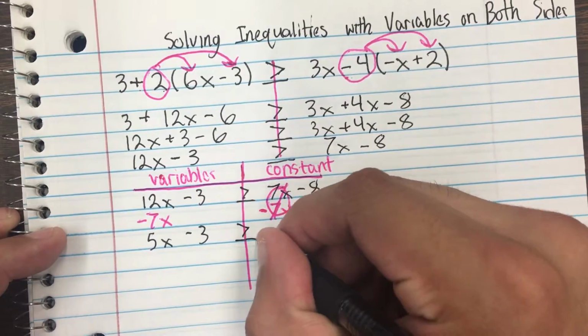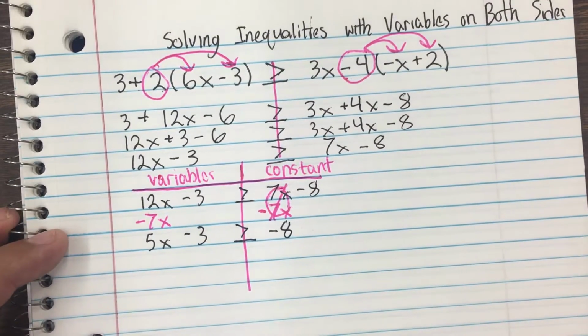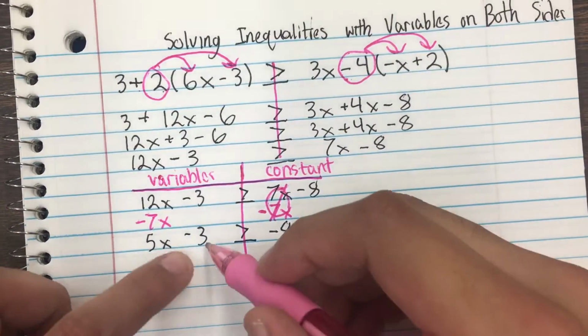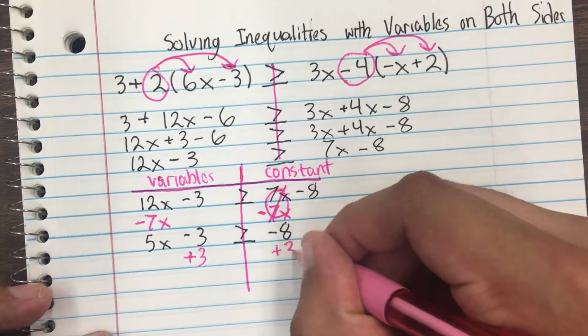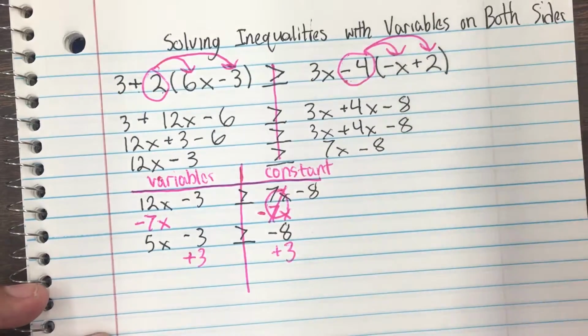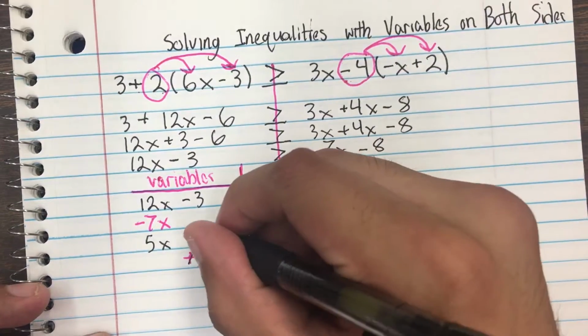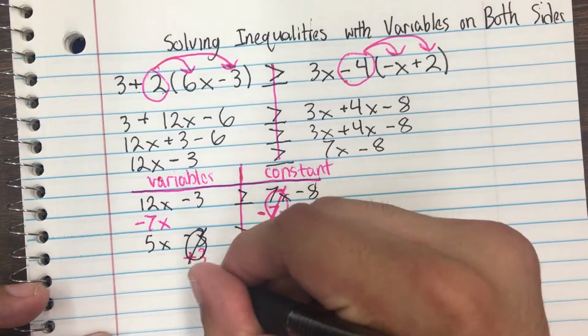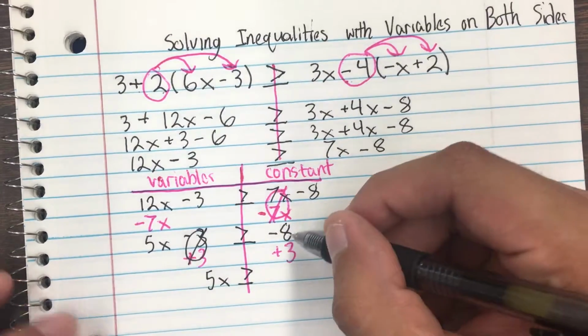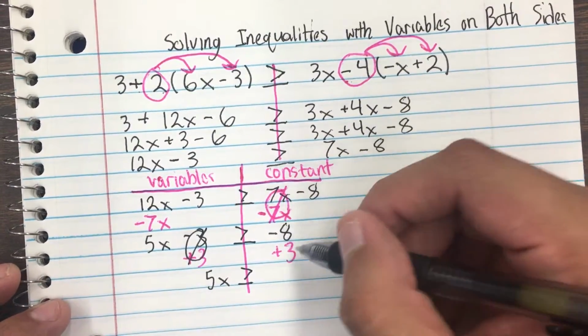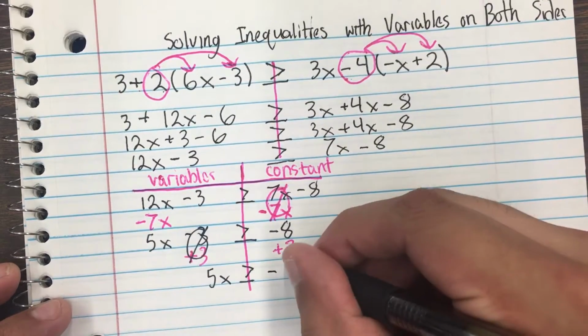Don't forget my symbol. From there, now I have to do the additive inverse of negative 3, so I'm going to add 3 to both sides. Add 3. Again, this gives me 0, so drop the remaining stuff down. 5x is greater than or equal to negative 8 plus 3 is negative 5.